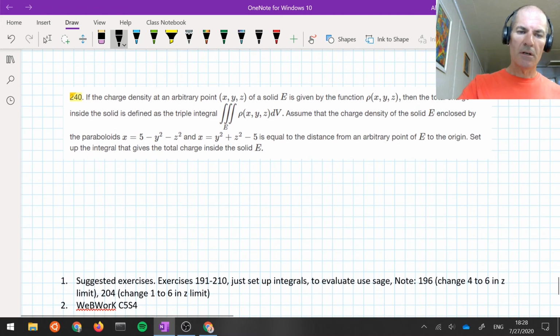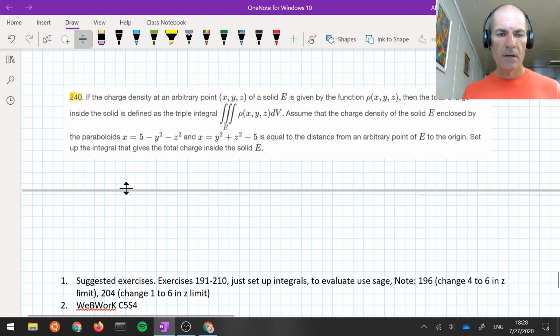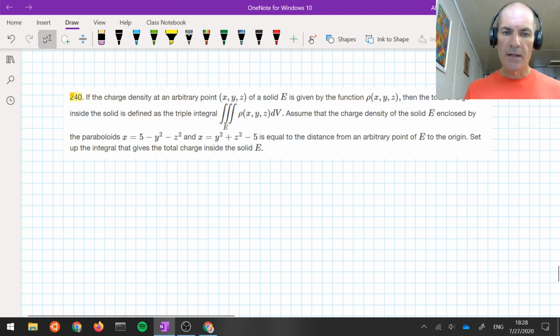So that's an application. The last one is a question from physics. If the charge density at some point x, y, z of a solid E is given by the function rho, then the total charge inside the solid is defined as the triple integral of this. Assume that the charge density of the solid E enclosed by the paraboloids blah and blah is equal to the distance from an arbitrary point in the set to the origin, and set up the integral that gives the total charge. All right.